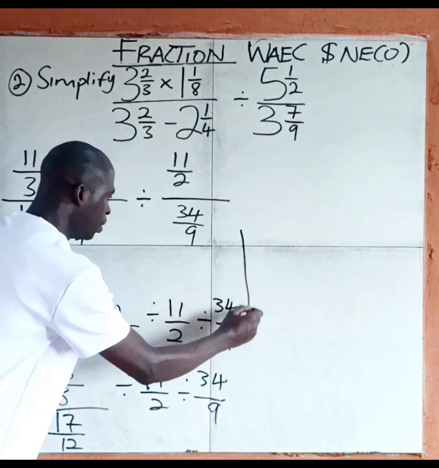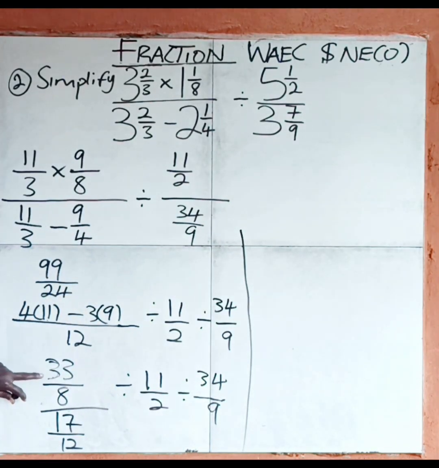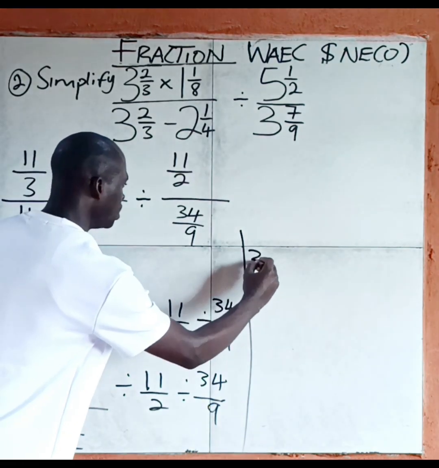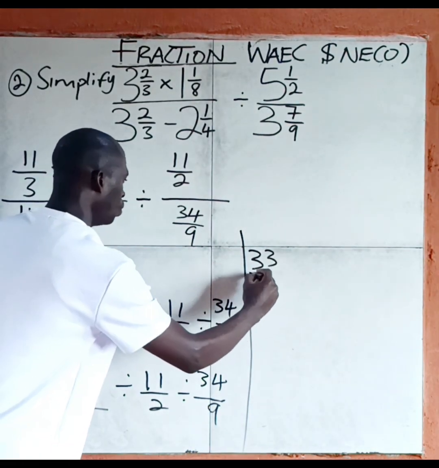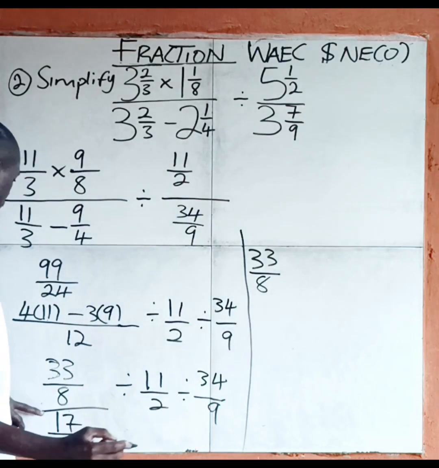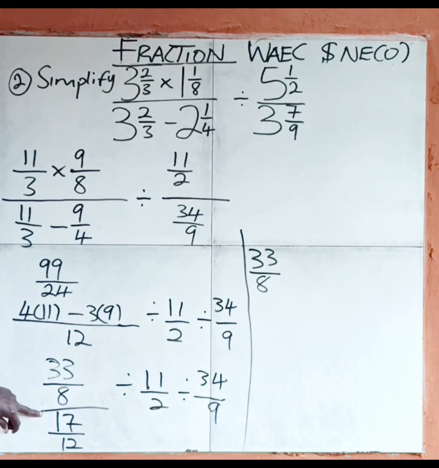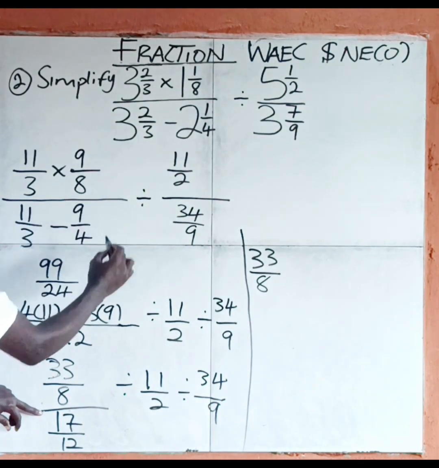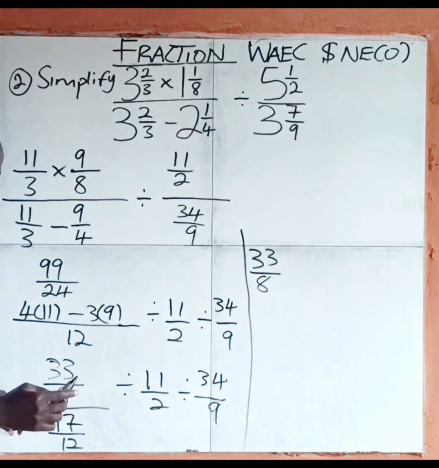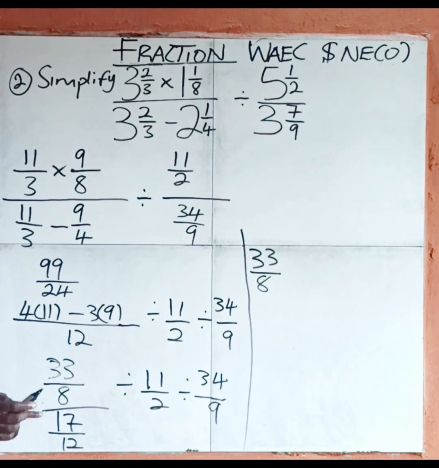Now we'll simplify further. I'm going to use this part of the board. We are going to simplify further. What am I having here? This is 33 over 8. We'll come here and present it. 33 over 8. Then can you see this divide line here? This line. We are going to change this division line to multiplication.